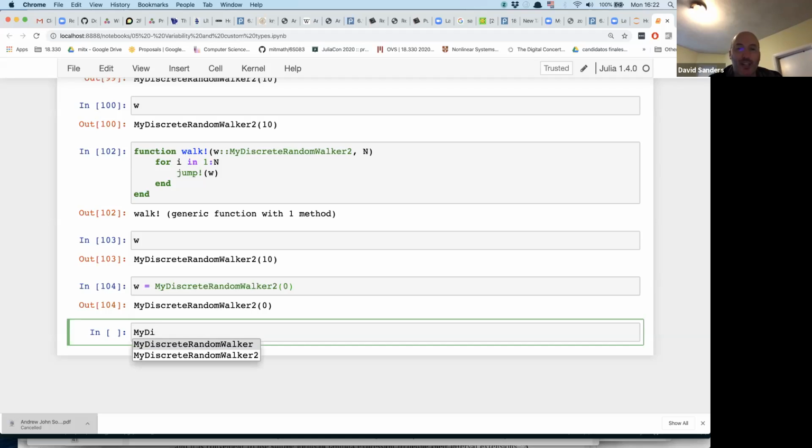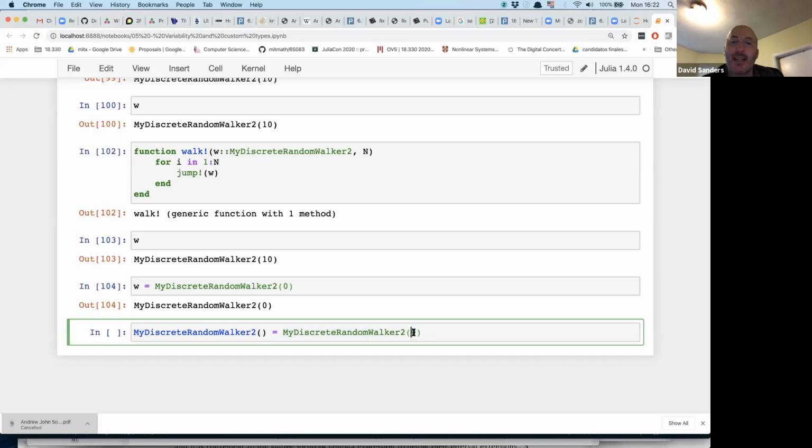You can think of it as just a function. My discrete random walker 2 is just a function. So you can actually define a method of that function that takes 0 arguments. How do I do that? I do it like this. My discrete random walker is my discrete random walker 2, and I tell it, okay, you're going to start at 0.